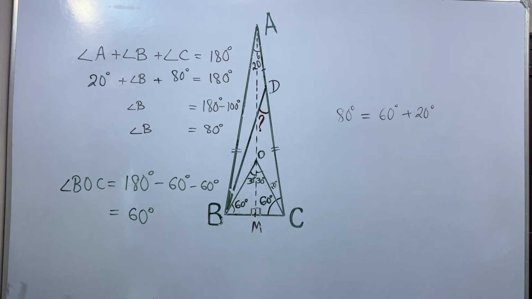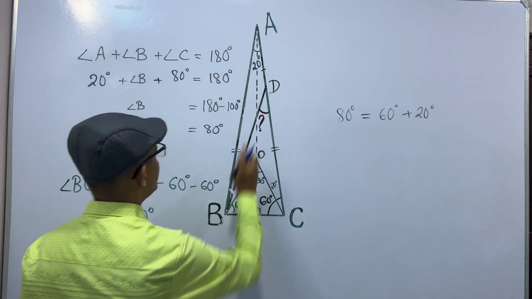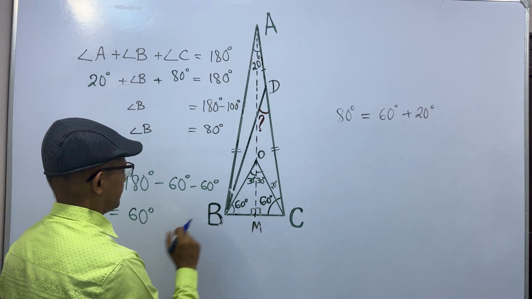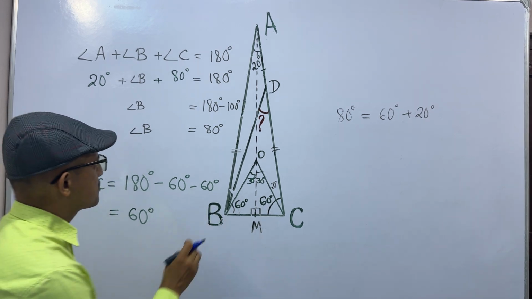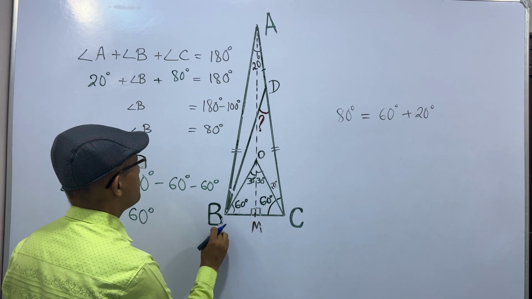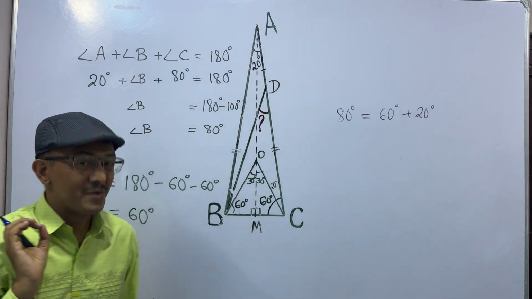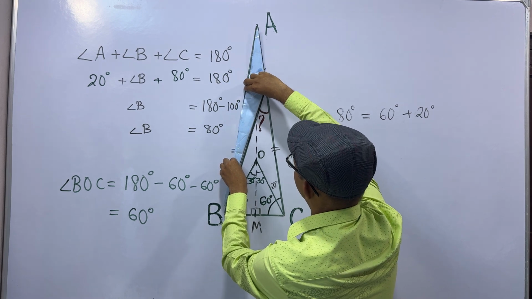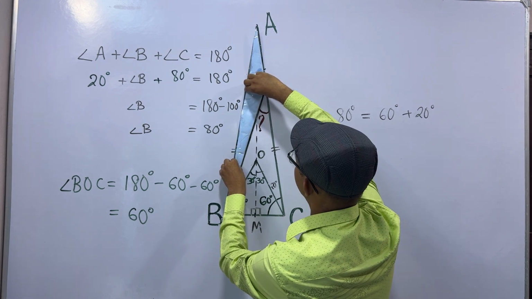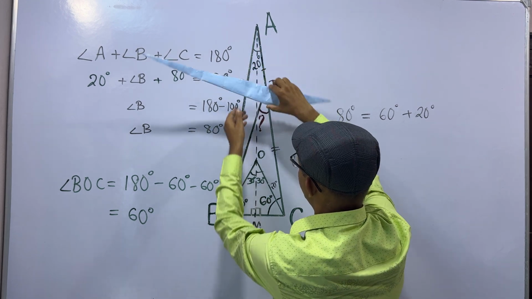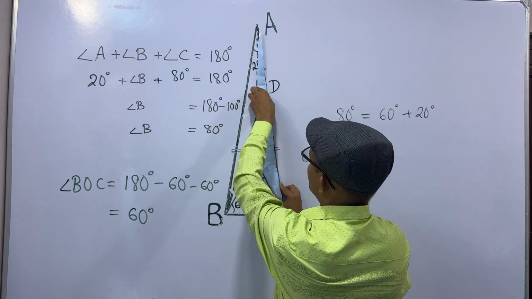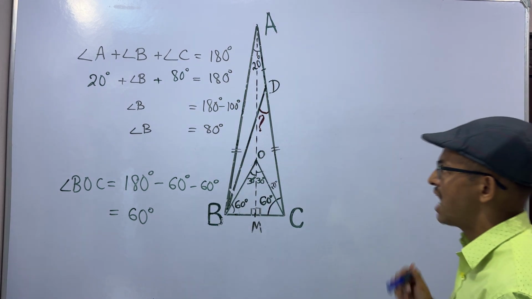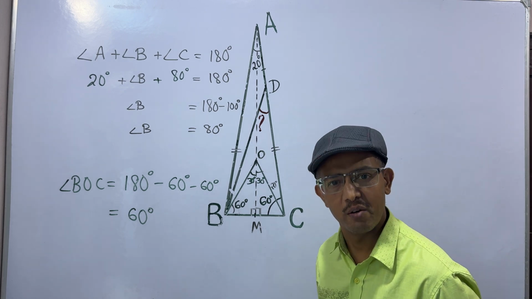However, our aim is to find the measure of angle BDC, or if somehow we can measure angle BDA, then we are done. Observe this triangle BAD and rotate it to get the triangle AOC. Are those triangles carbon copies of each other?